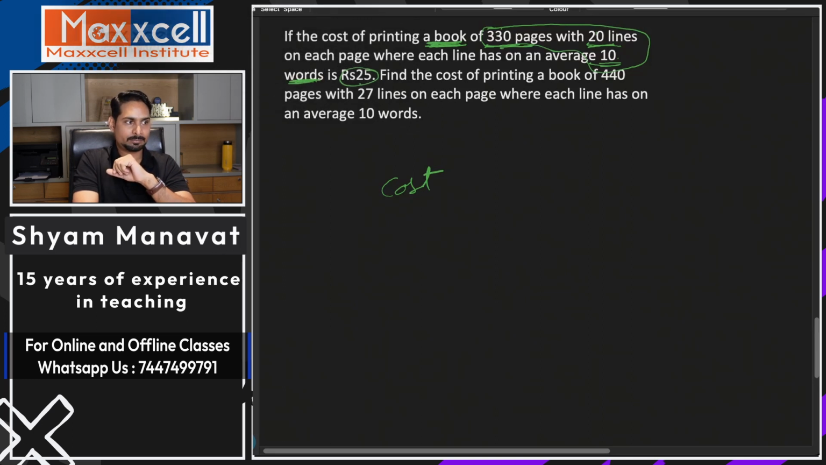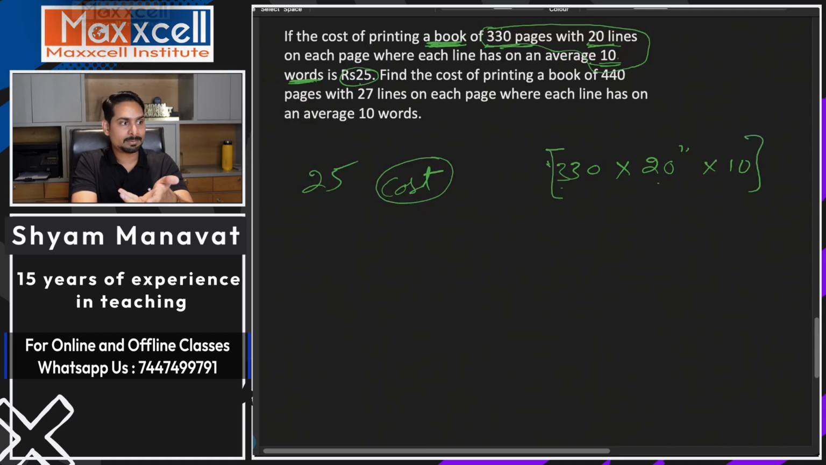So think about it. You got 330 pages. Each page you got 20 lines. So total how many lines will be there? 20 into 330. Now in each line you got 10 words. So in these many lines, how many words will you have? Into 10. Correct? So that means you are paying this cost of 25 rupees for how many words? You are paying ultimately for words. How many words? That is 10 words in each line.